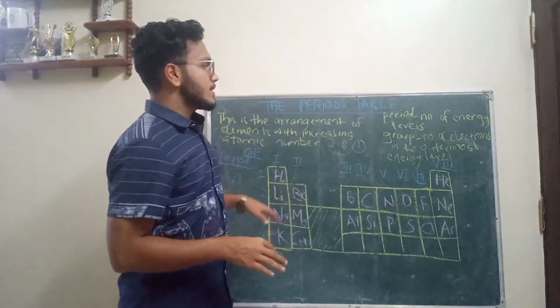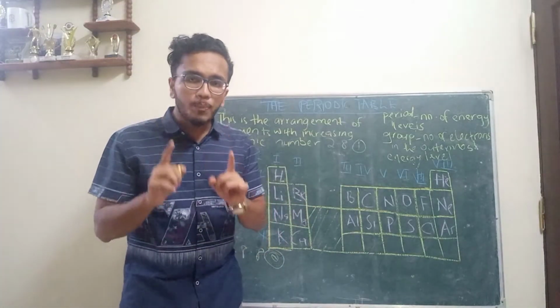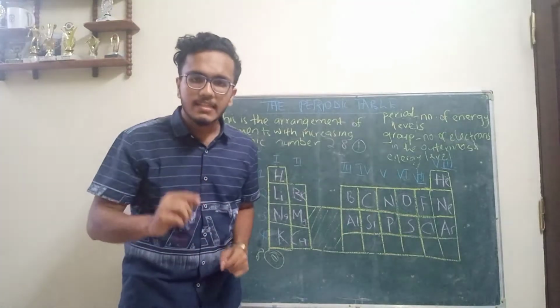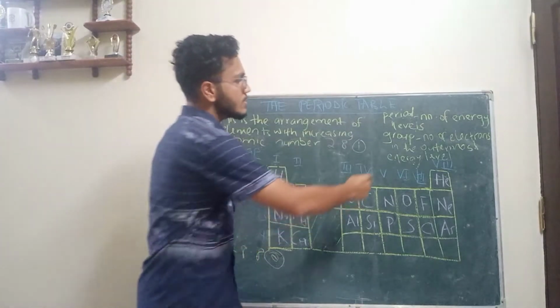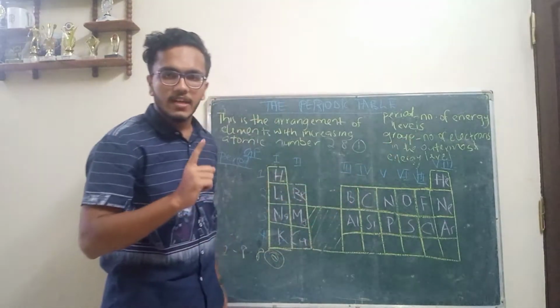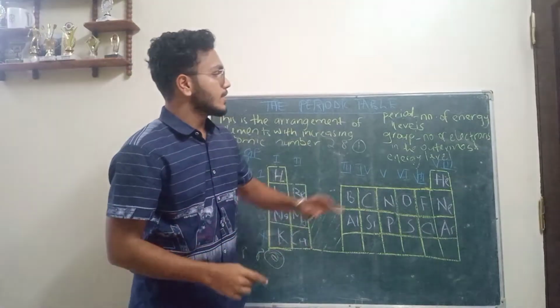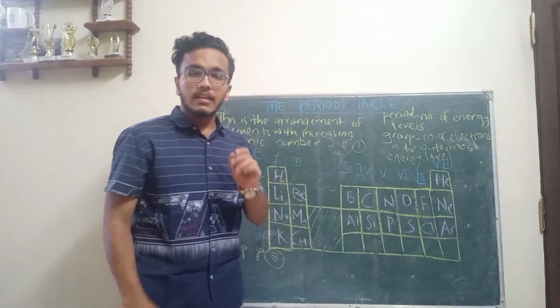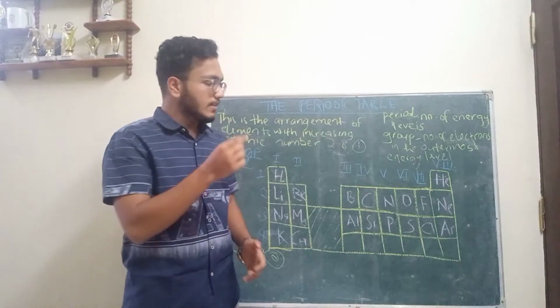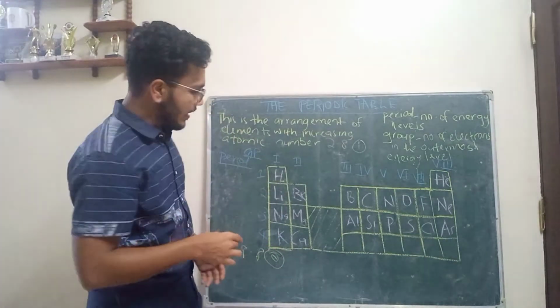What do we get from this? We get that a group in the periodic table represents the number of electrons in the outermost energy level. What do the periods represent? A period represents the number of energy levels an element or an atom has.